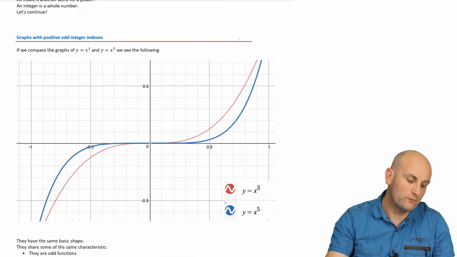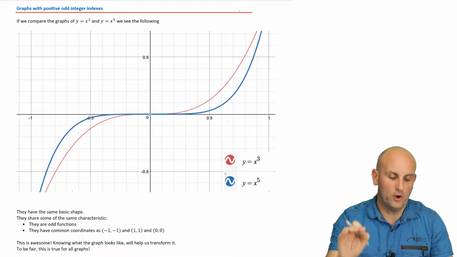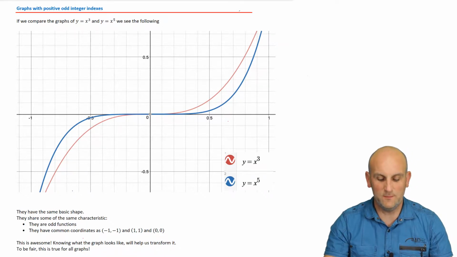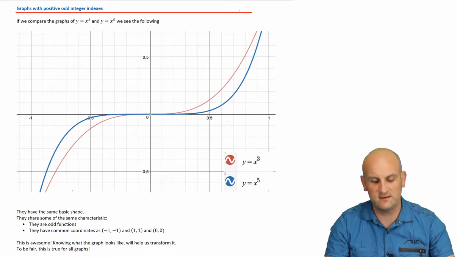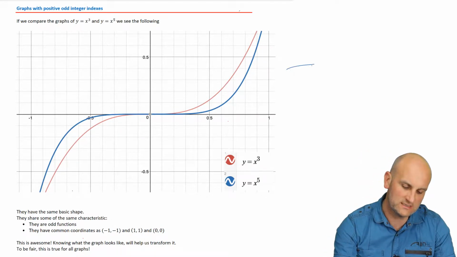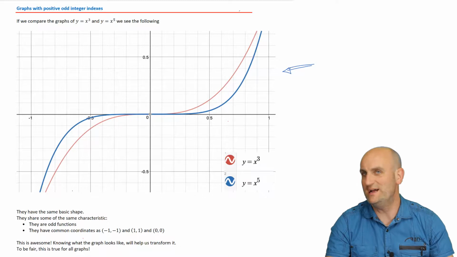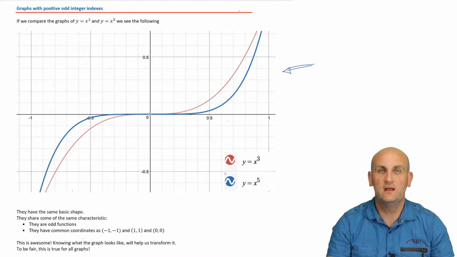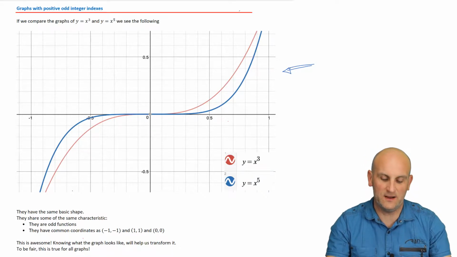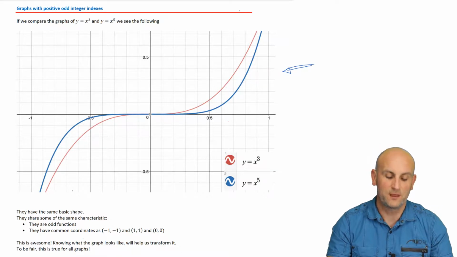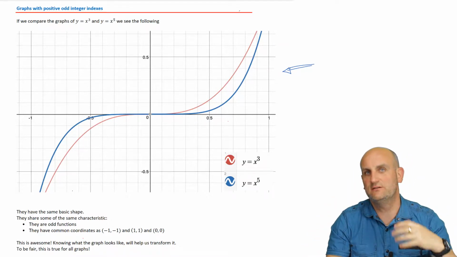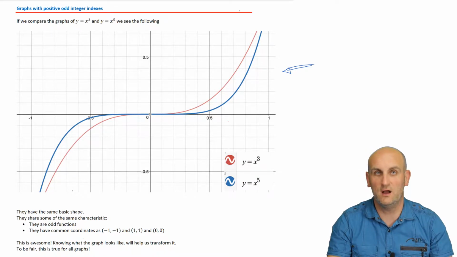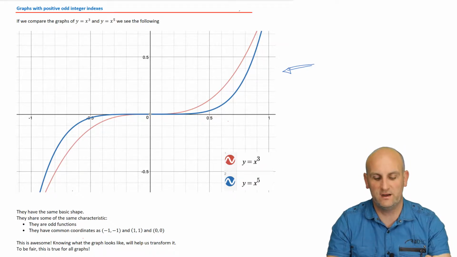If we look at the general form for graphs with positive odd integer indices, so what we're basically saying is things like x to the power of 3, x to the power of 5, x to the power of 7. I loaded up my trusty desmos.com/calculator, no sponsorship, and I put in x to the power of 3 and x to the power of 5. And what I noticed, and I've got a very small shot here, is that actually there's a lot of similarities between the two graphs. In fact, they look very similar.